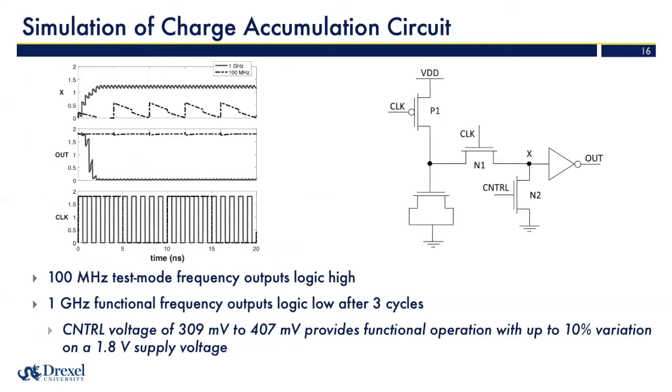So if we look at a simulation of the circuit here, we can see that 100 megahertz test mode frequency outputs a logic 1 on the output of the charge accumulation circuit. But if we increase the frequency to 1 gigahertz, we see that the circuit actually outputs logic low after 3 cycles. So only in the test mode frequency do we see the logic output high, which would obfuscate the current key value or the control value applied to the charge accumulation circuit.